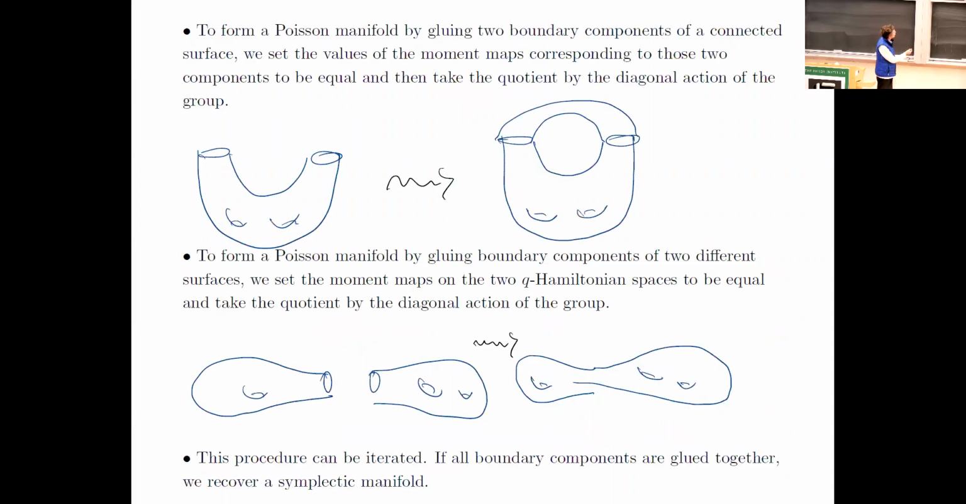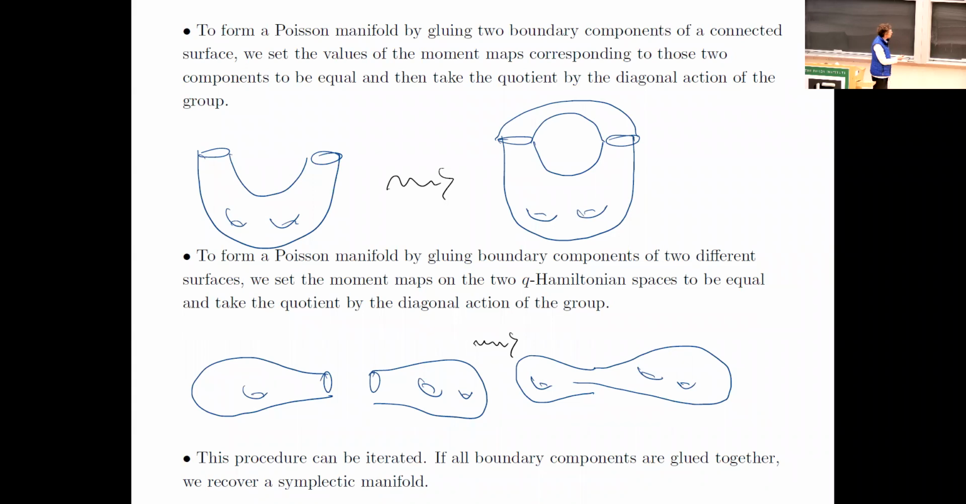So to form a Poisson manifold by gluing two boundary components of a connected surface, we set the values of the moment maps corresponding to these two components to be equal, and then we take the quotient by the diagonal action of the group. So this corresponds to gluing the two boundary components together, or gluing on a cylinder. To form a Poisson manifold gluing boundary components of two different surfaces, we set the moment maps on the two quasi-Hamiltonian spaces to be equal, and then we take the quotient by the diagonal action of the group. So this is how it looks if you're gluing together two copies of the one-hole torus.